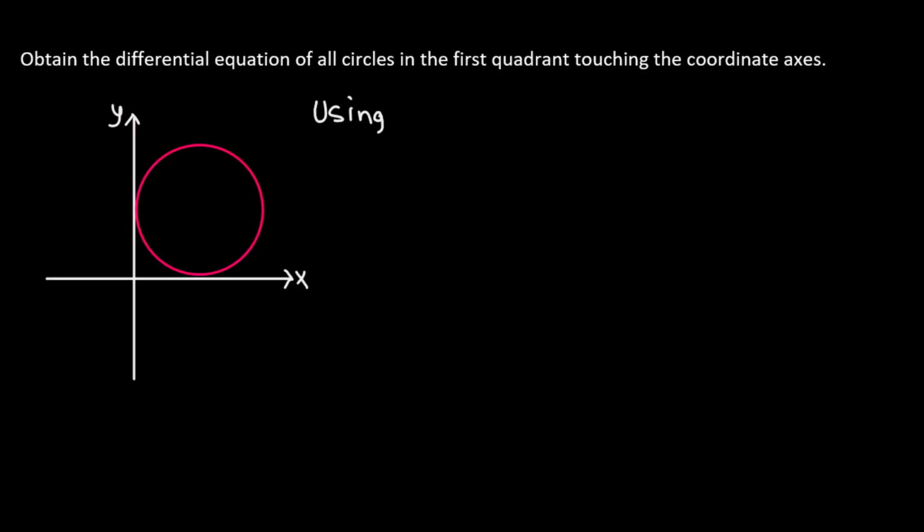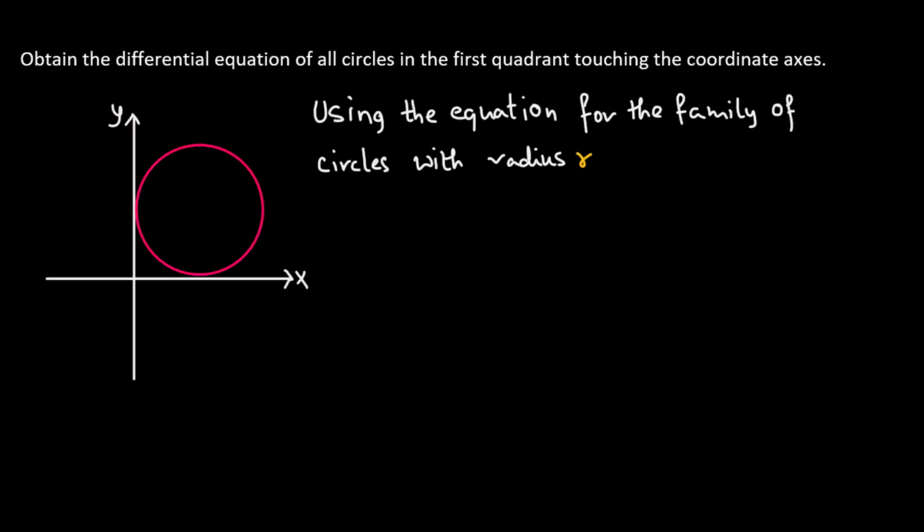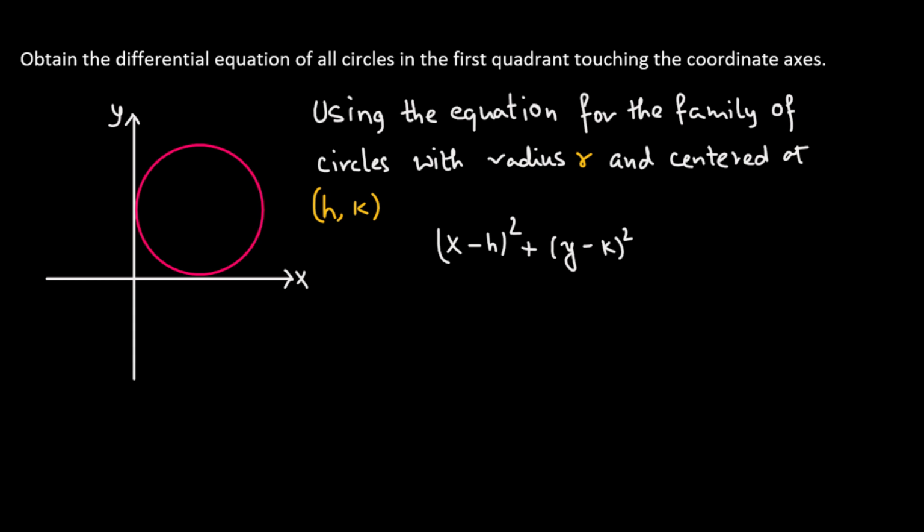Problem number 1. Obtain the differential equation of all circles in the first quadrant touching the coordinate axis. Using the equation for the family of circles with radius r and centered at h, k, we have x minus h whole squared plus y minus k whole squared equals r squared.